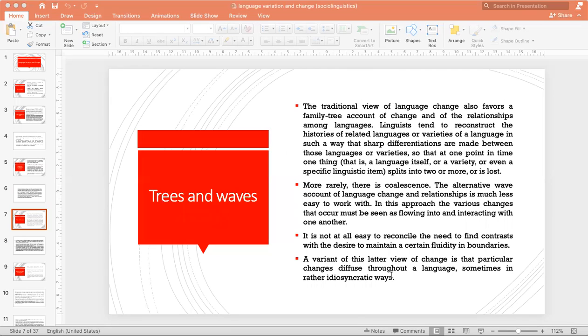Trees and waves. The traditional view of language change also favors a family tree account of change and of the relationship among languages. Linguists tend to reconstruct the histories of related languages or varieties of language in such a way that sharp differentiations are made between those languages or varieties. It is in the last view of change, through use of the concepts of wave and diffusion, that we see the possibility that study of variation opens up to us for understanding the process of change. The family tree view focuses on the consequences of change and particularly on internally motivated language change.